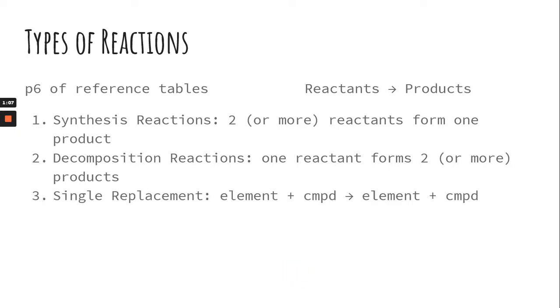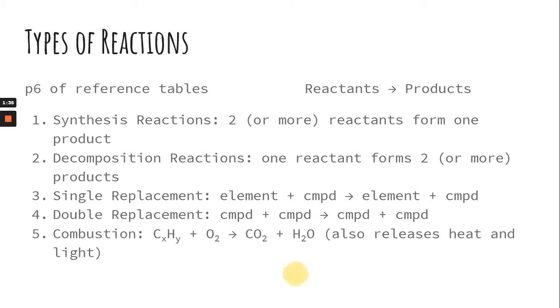Single replacement reactions are when you have an element and a compound on both sides of the arrow. So the element is being switched with one from the compound. So the element on the reactant side is different than the element on the product side. Double replacement are the ones that look the most complicated because you have 2 compounds on both sides and they're just switching partners. The last one is probably the funnest reaction, and that's combustion.